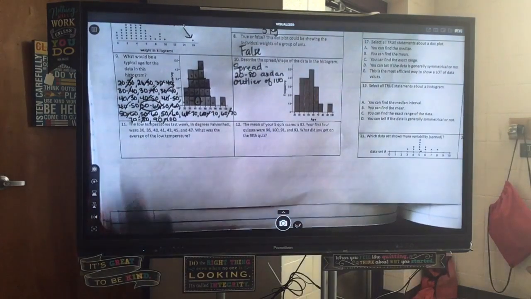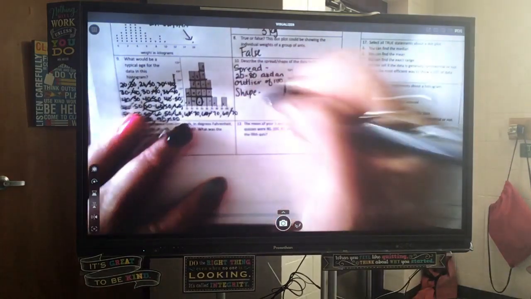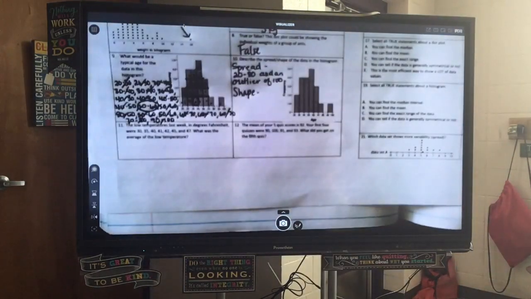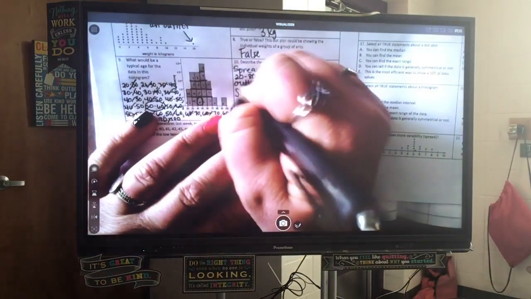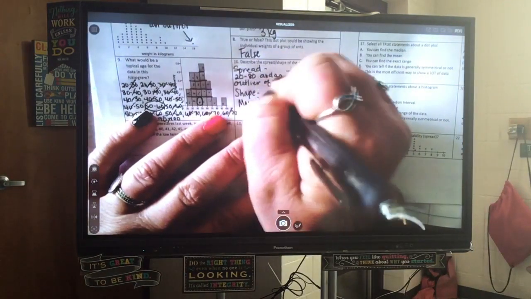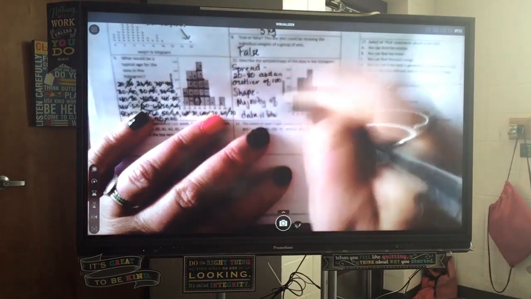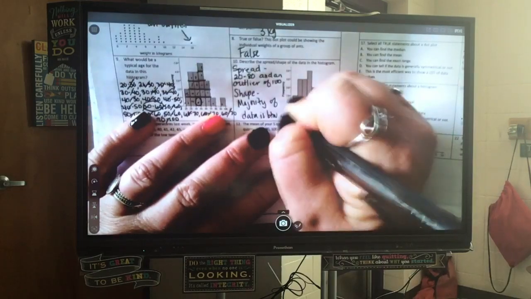What do you think, Mason? Tell me what you wrote. I wrote the majority of the data is between 50 through 60. Perfect. You said 50 through 60? How about 40 through 60? Yes.